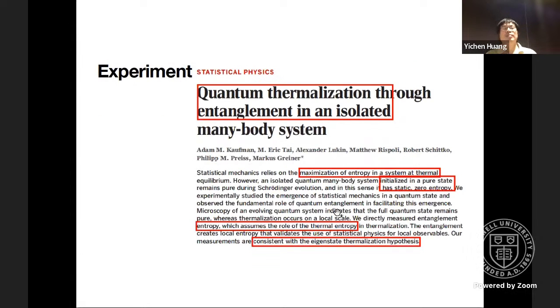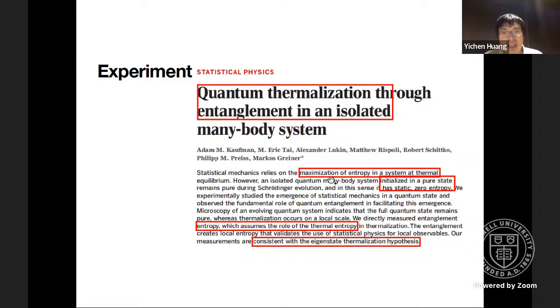Finally, let me comment on some experiments. Up to the previous slide, everything is analytical. Indeed, the phenomena discussed in this talk have already been realized experimentally many years ago. This is a paper in 2016, and it observes entanglement thermalization in isolated quantum many-body systems.